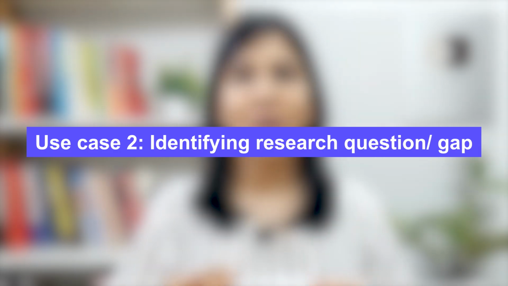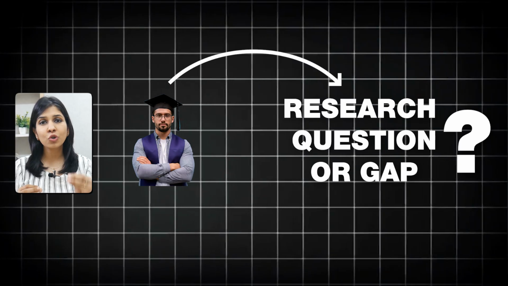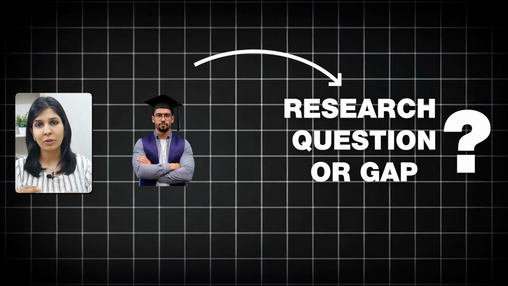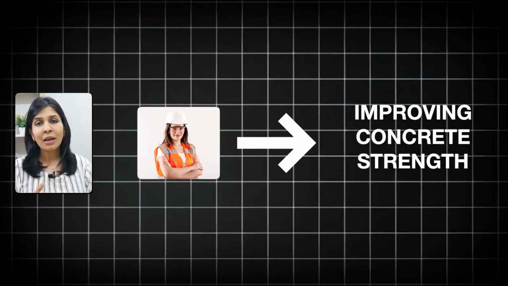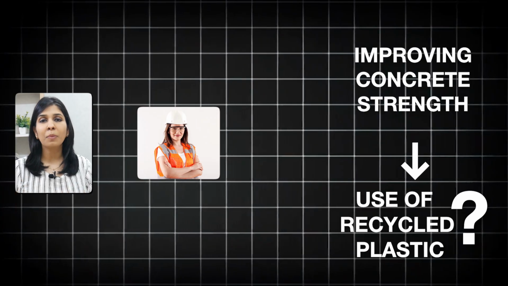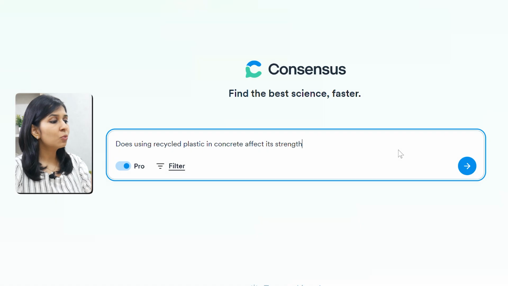Now let's look at the next use case. One of the biggest challenges for masters and PhD students is to identify a research question or a research gap for their thesis. Say you're a civil engineering student and you're working on improving concrete strength. You come across recycled plastic as a potential option, but you have no idea whether it can be used with concrete or not.